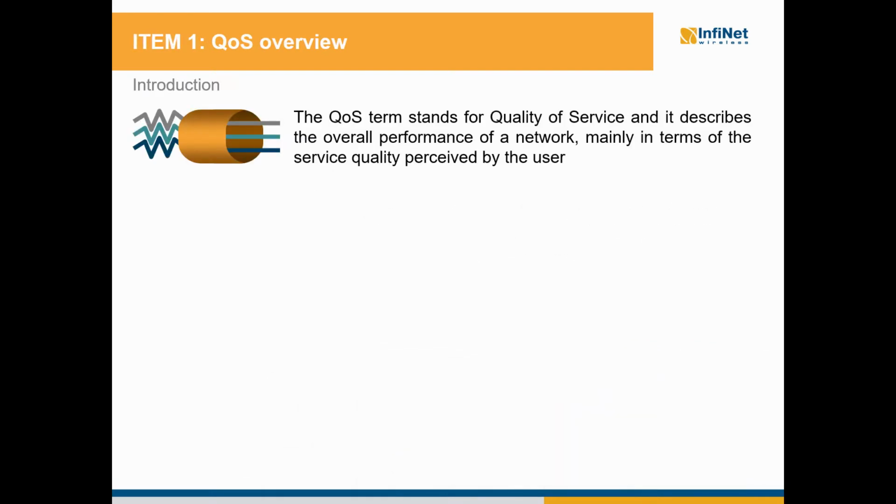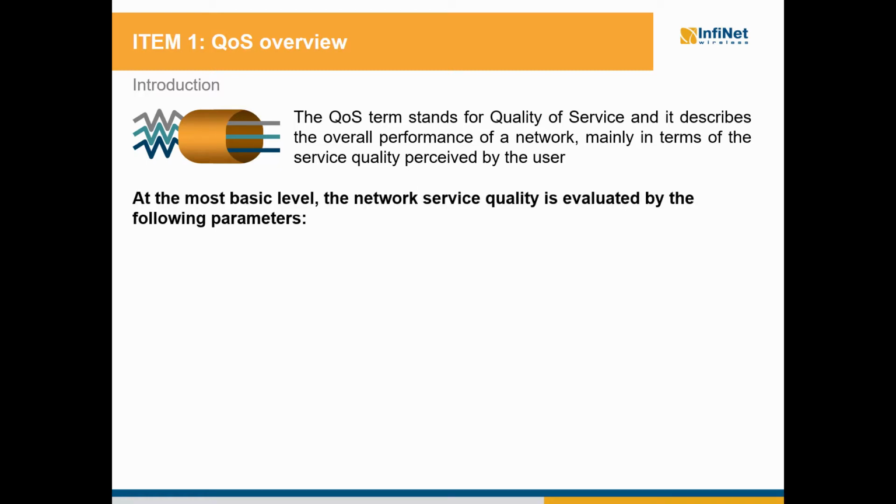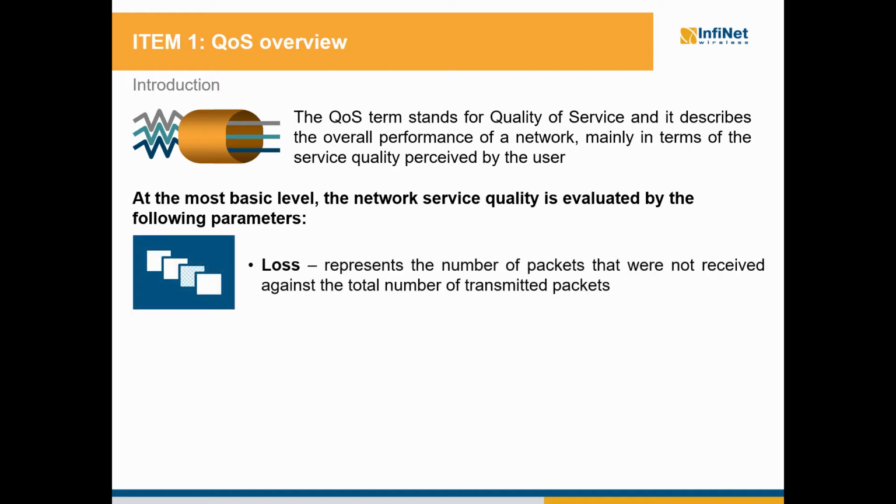As you probably know, the QoS term stands for quality of service, and it describes the overall performance of a network, especially in terms of the service quality perceived by the user. At the most basic level, the network service quality is evaluated by 3 parameters. The first parameter is loss, which represents the number of transmitted packets that are not received at the destination due to network congestion, for instance.